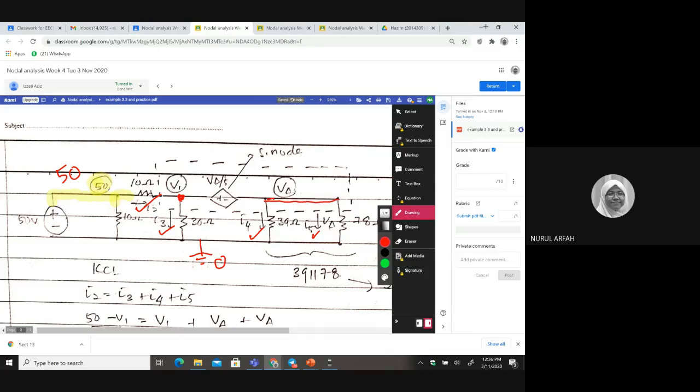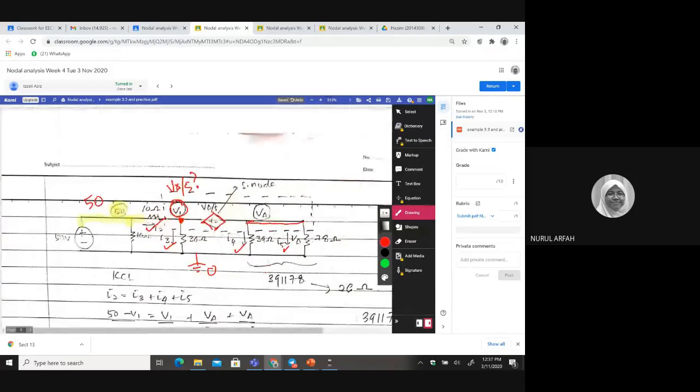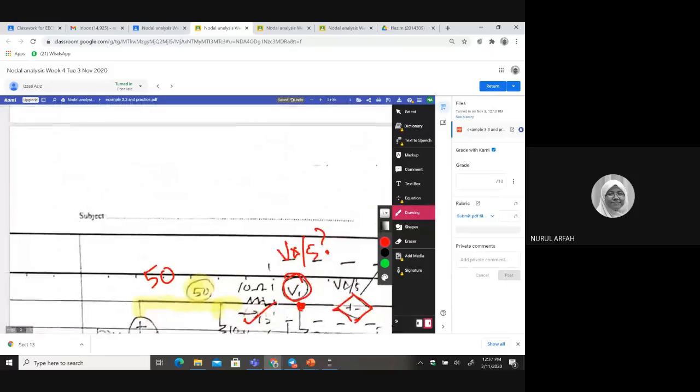Even though, yes, at the middle here we do have the dependent source, why not we put this one, the V1 here, as V delta divided by 5? Why not? Anyone can suggest something? Any suggestion?